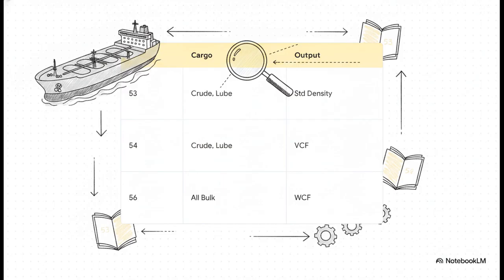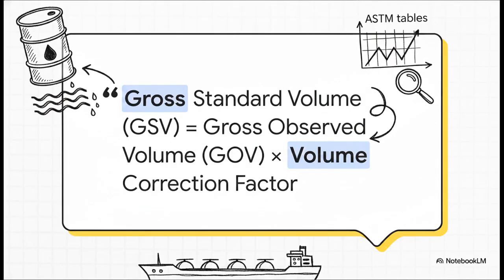Depending on your cargo type and your inputs, you look up the correct factor. Table 53 gives you standard density, Table 54 gives you the volume correction factor, and Table 56 gives you the weight conversion factor. Let's look at exactly how we use Table 54. Step 4 is finding the gross standard volume, or GSV. We take the gross observed volume of the oil we found a minute ago, and we multiply it by the volume correction factor, the VCF, pulled straight from the ASTM tables. Applying this VCF mathematically shrinks or expands our observed volume to match what it would be under standard conditions.